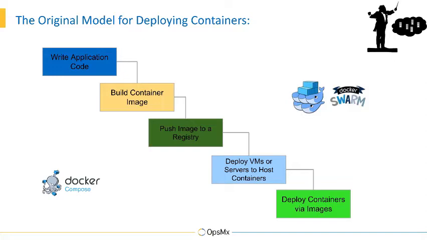Back then, you wrote the application code, built the container image, pushed that image to a registry, deployed the VMs or servers that would host your containers, and ultimately deployed the containers to those via the images you'd created. And there were technologies like Compose and Swarm available to enable you to do this. I think there was a fairly large shift there, right?